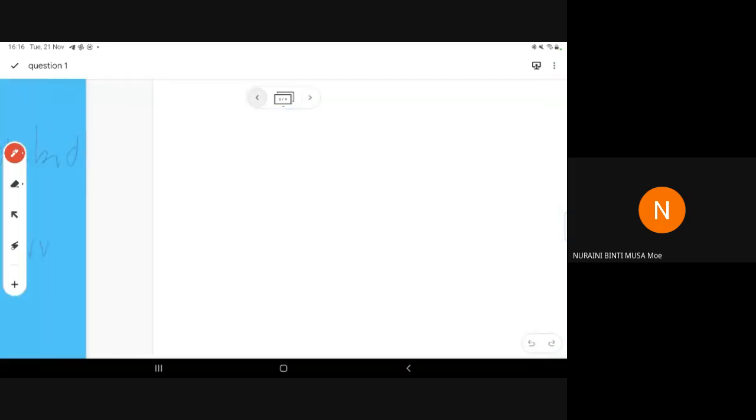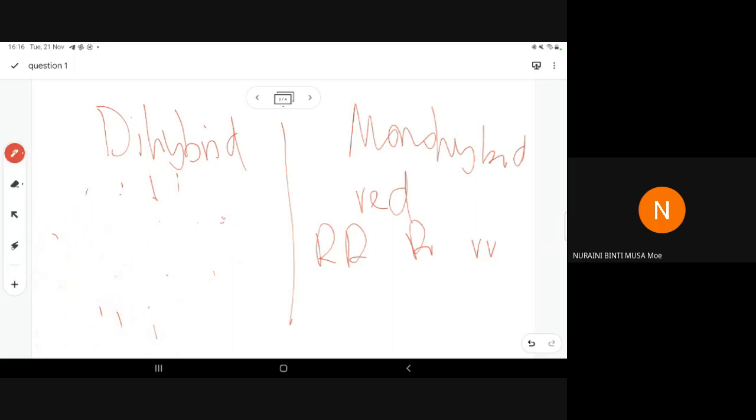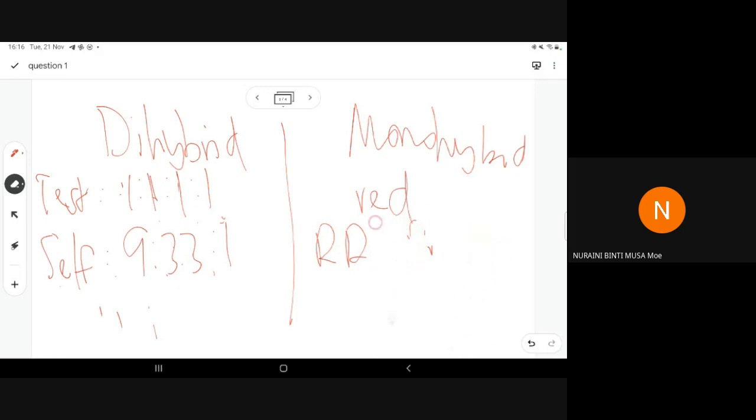Untuk dihybrid dan monohybrid, diorang dua-dua ada test cross and self cross. For the test cross in dihybrid, test cross dia yang kita bincang tadi 1, 1, 1, 1, while self cross dia ialah 9, 3, 3, 1. While in your monohybrid, for test cross dia akan dapat 1 to 1. Untuk self cross dia akan dapat 3 to 1 ratio.